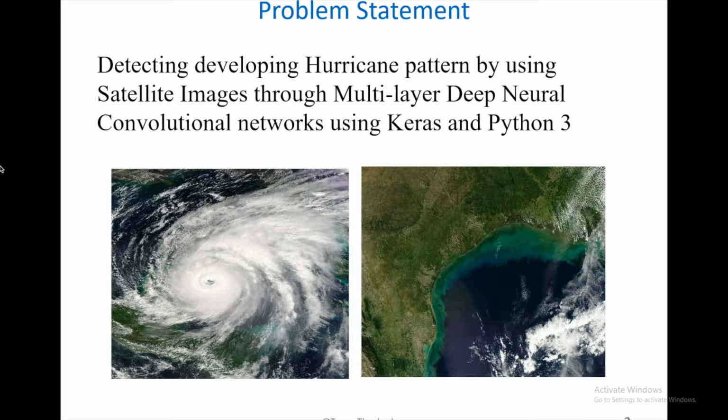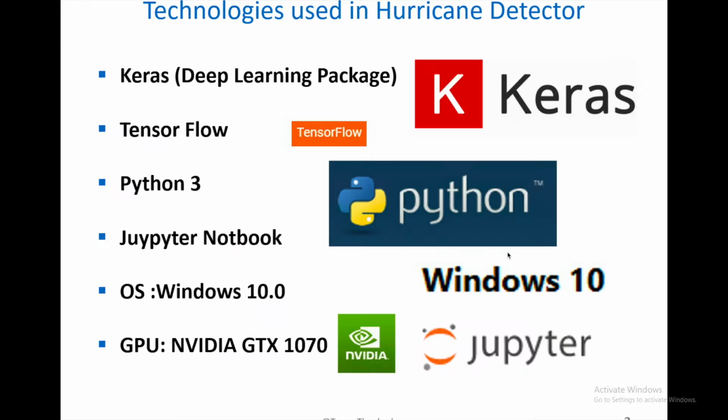You can see the two images that we have here. These are satellite images of cyclones, and the other one is a non-cyclone image. We are using this kind of imagery to see if there is a developing cyclone.